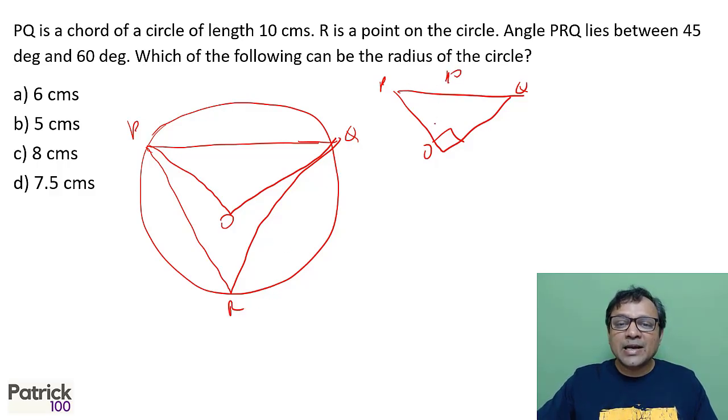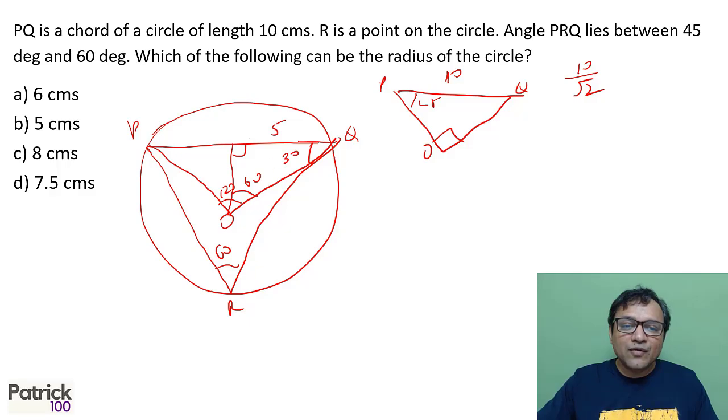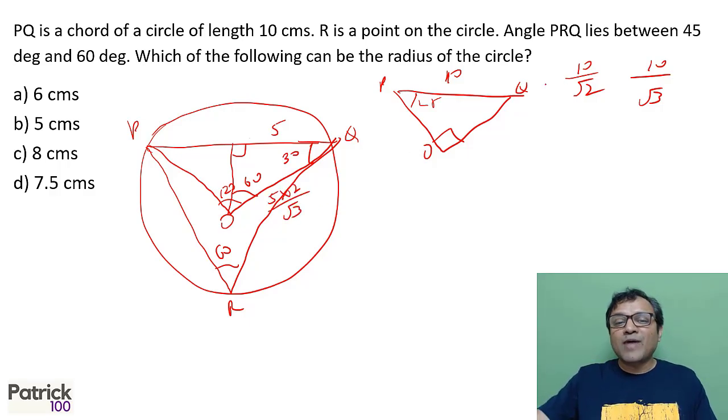So if this is 10, the radius will be 10 upon root 2. Right? 45, 45, 90, 10 upon root 2. If this is 60, then this angle becomes 120. Draw a perpendicular. So this becomes a 60, 30, 90 triangle. So if this is 5, then OQ will be 10 upon root 3. 5 into 2 upon root 3, which is 10 upon root 3. So we know the value of the radius will be between 10 upon root 2 and 10 upon root 3.